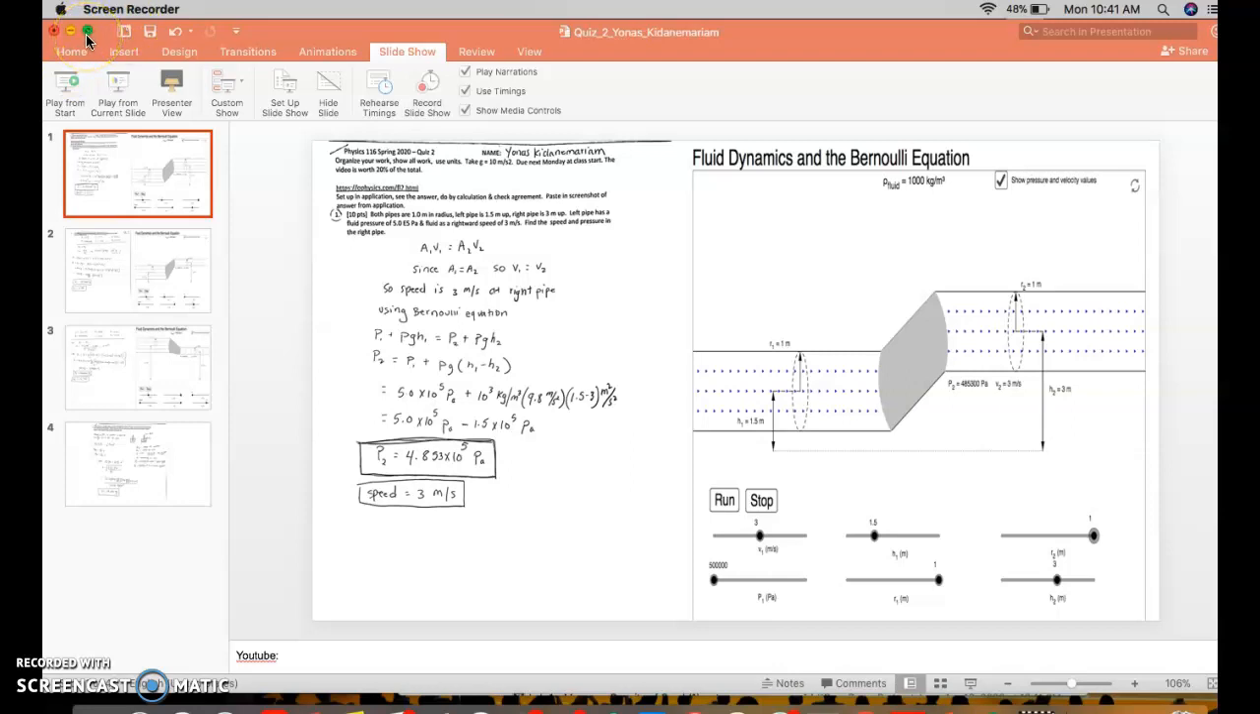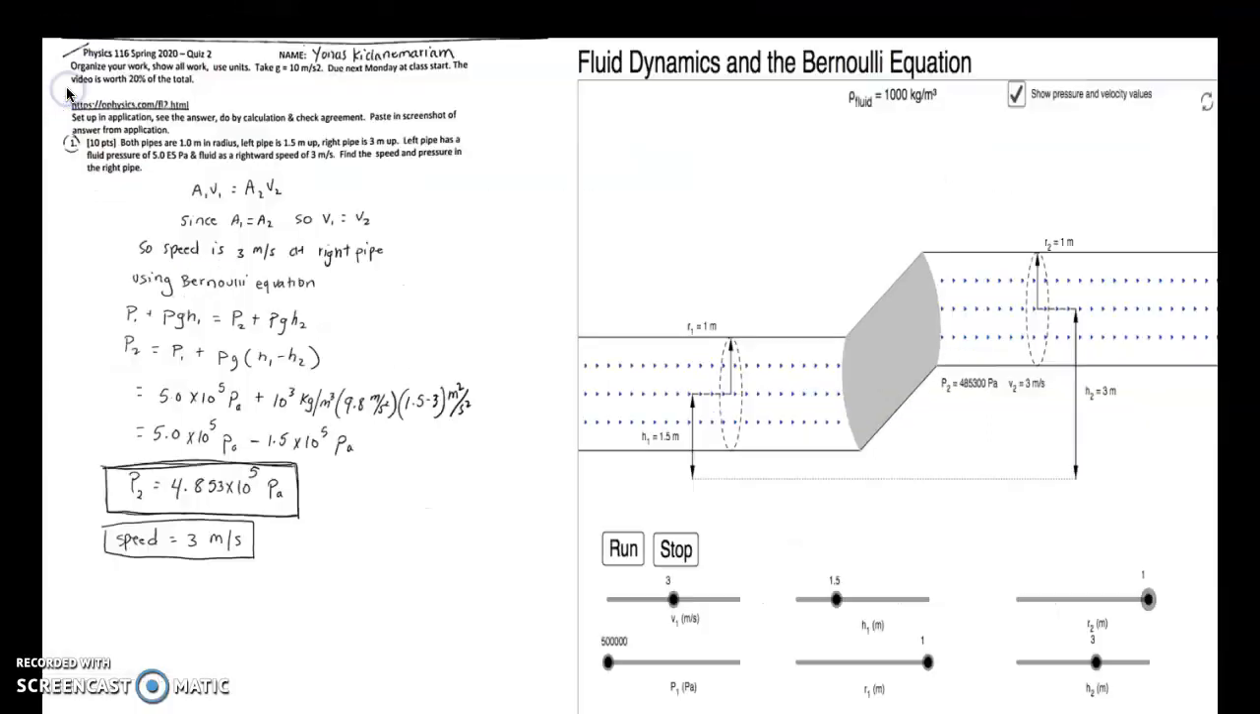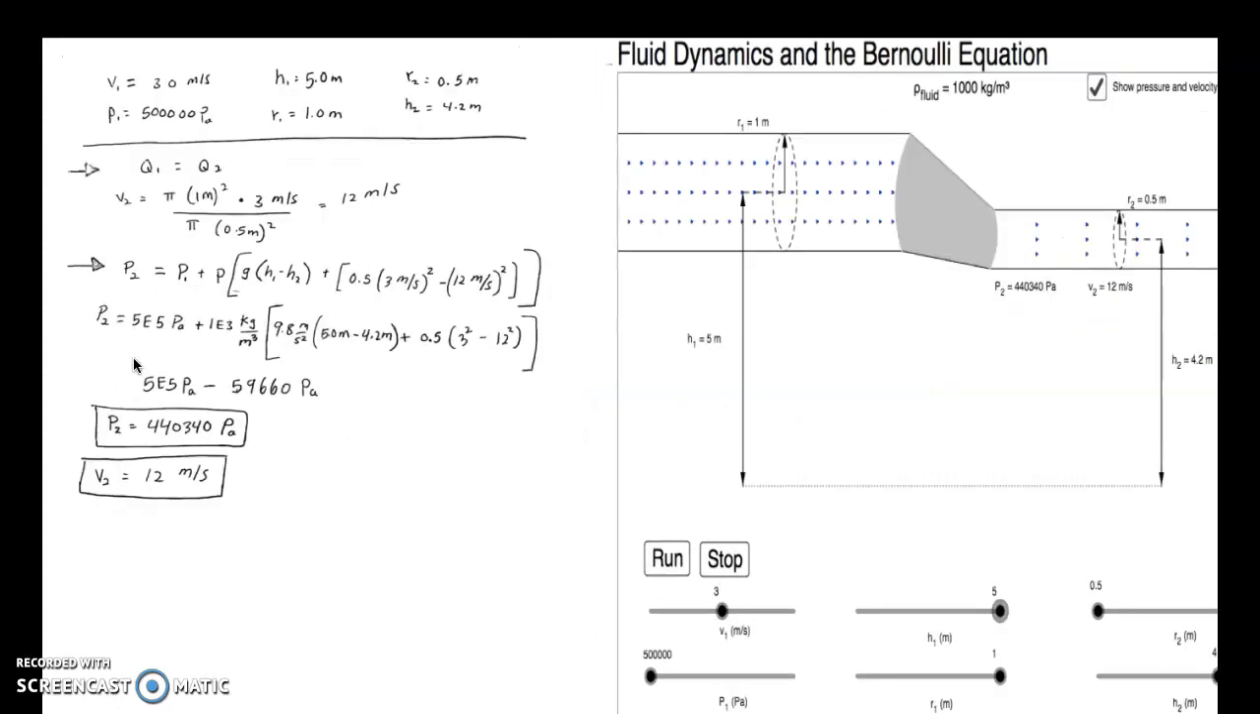I'm reporting on my quiz 2 for problem number 1. So let me get this started here. Alright, so just to go over my quiz real quickly here. Here's question number 1, 2, 3. And then I've also done the extra credit.